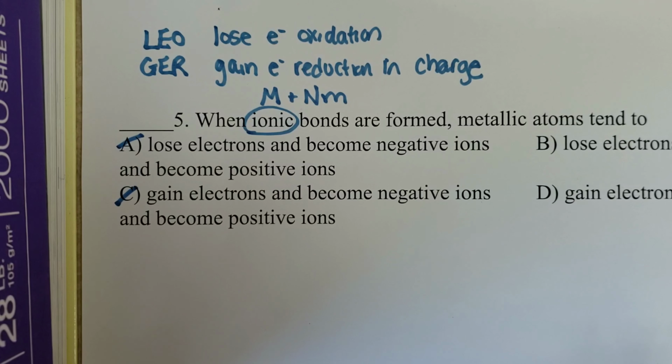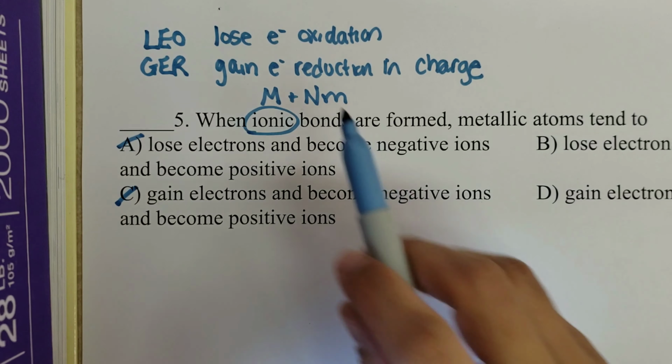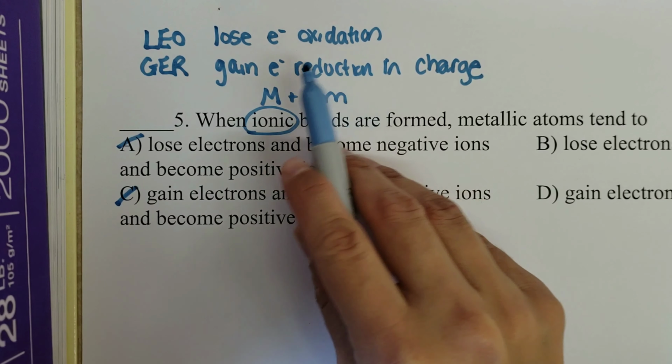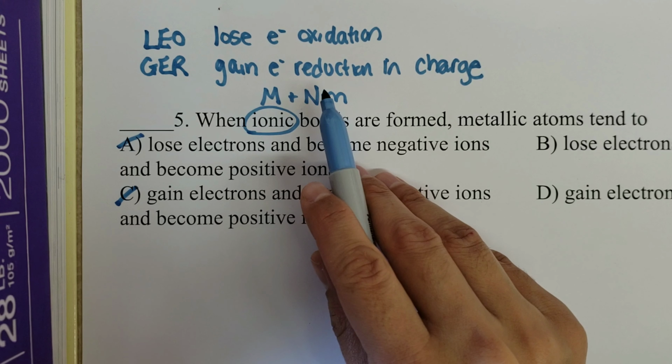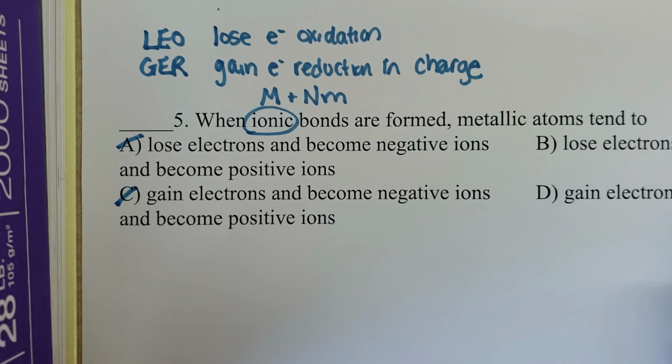Next, we are asked to determine whether or not we are gaining or losing electrons. Remember that electrons are negative. Gaining a negative causes your charge to go down, and losing a negative causes your charge to go up. We can remember this because Leo the lion says grr. The loss of electrons is oxidation, and the gain of electrons is reduction in charge.